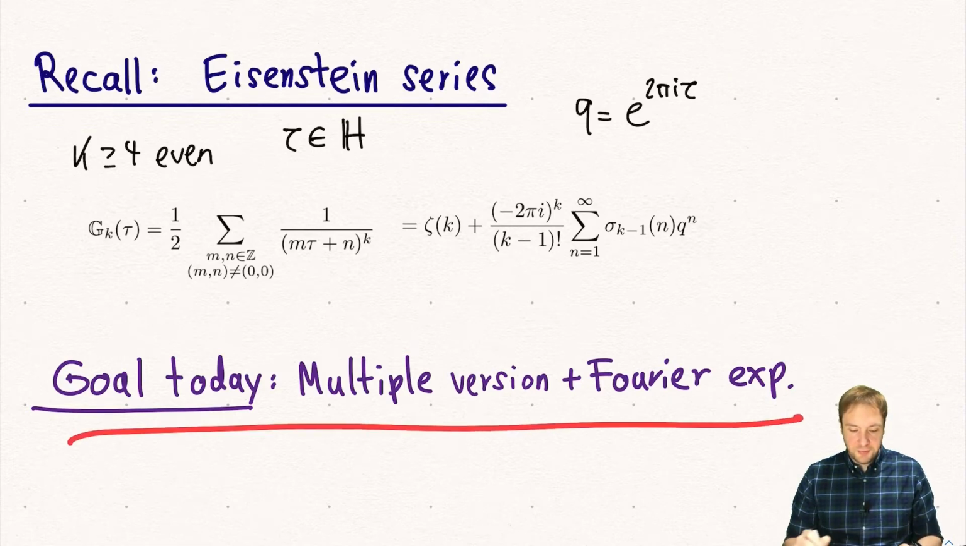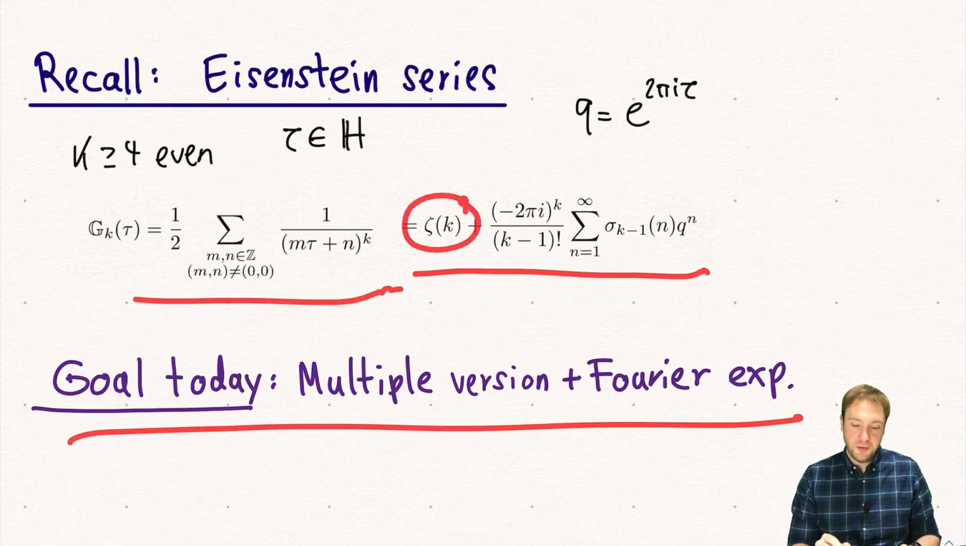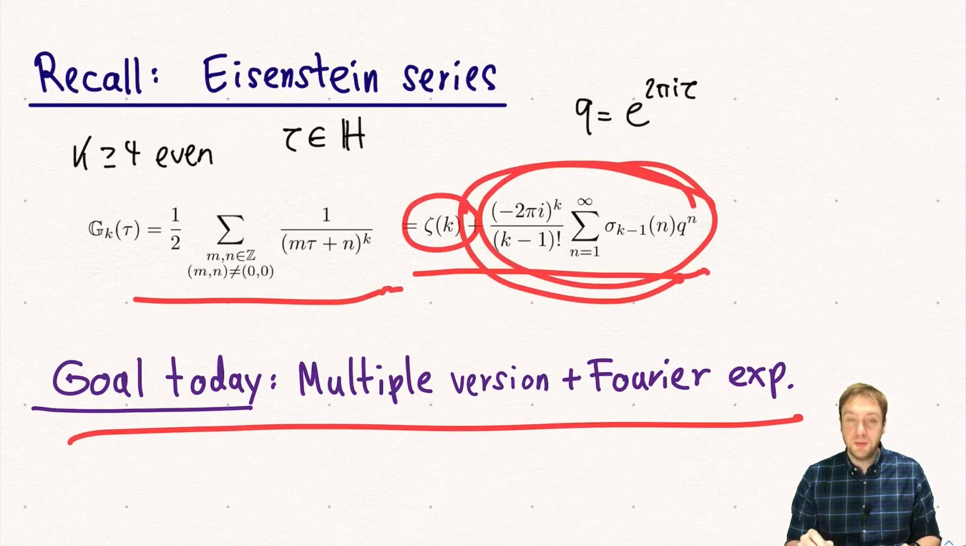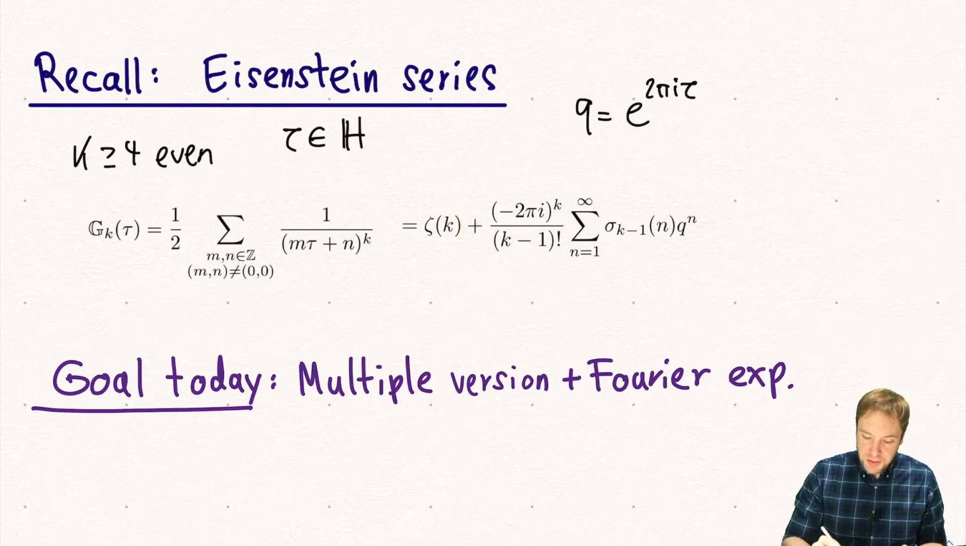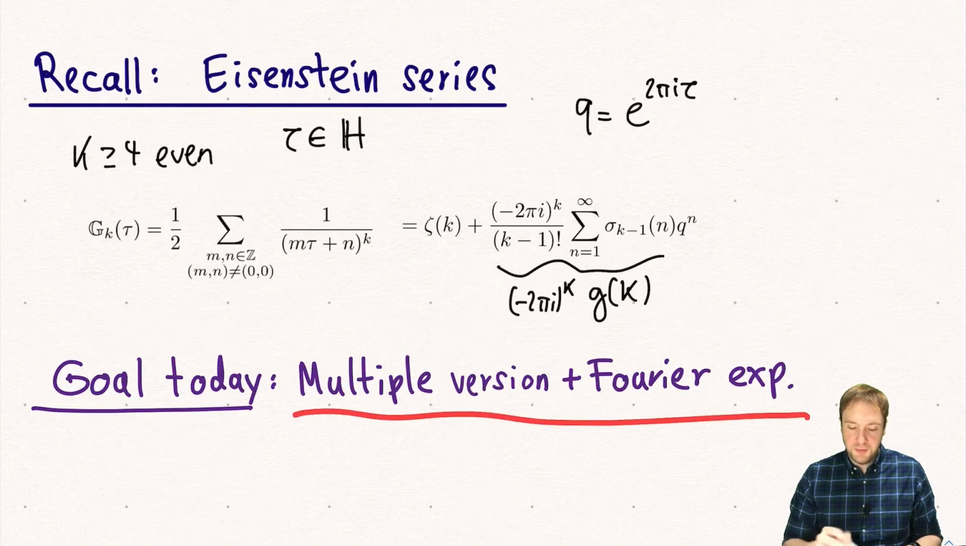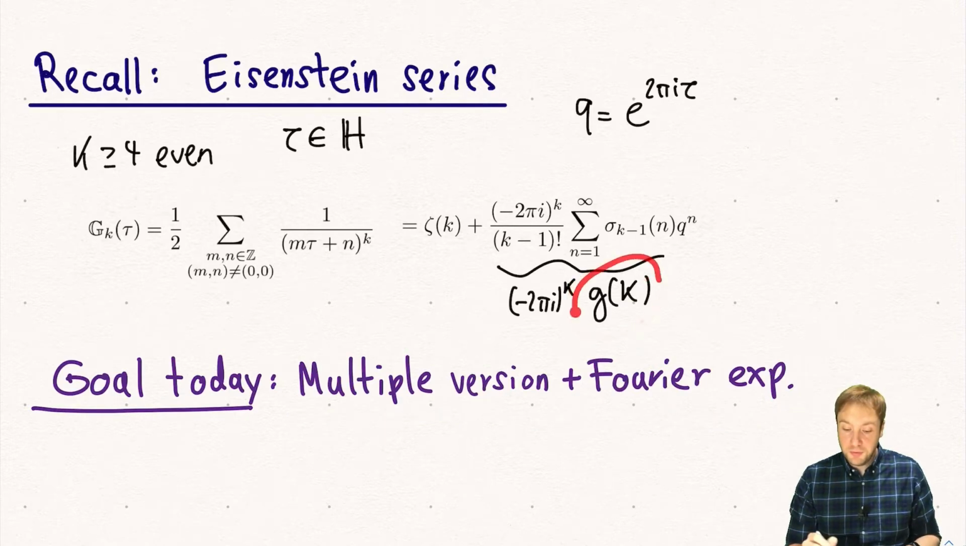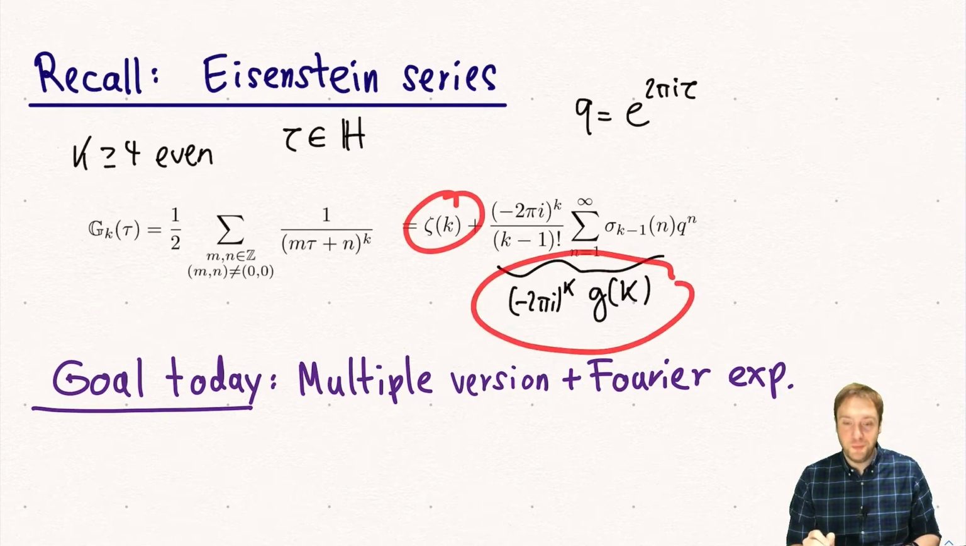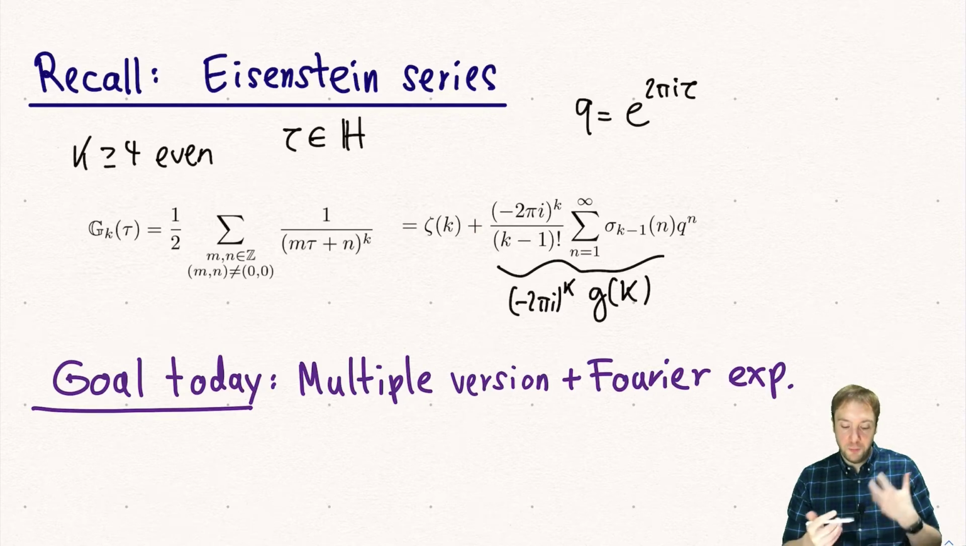So the goal today is to define a multiple version of these in such a way that they also have a Fourier expansion, and the constant term will be given by multiple zeta values. And then of course the big question is, what is this term here? With the notation we had before, this is our q-series g_k, but here with some factor in front. So we will see that these multiple Eisenstein series and the Fourier expansion will also contain these multiple versions of g, but it will not be just the multiple zeta value and the multiple version of g. There will also be mixed terms of multiple zeta values and these q-series g.